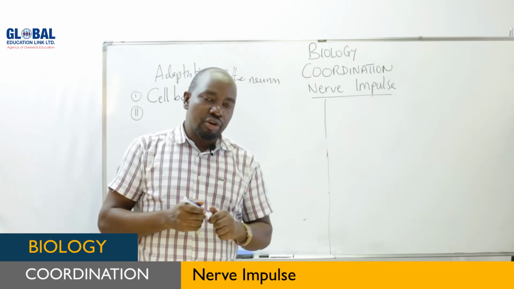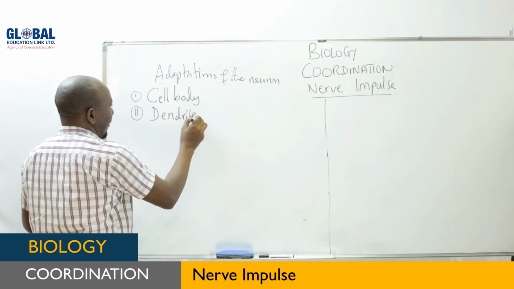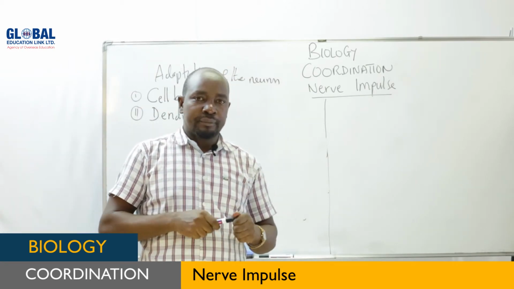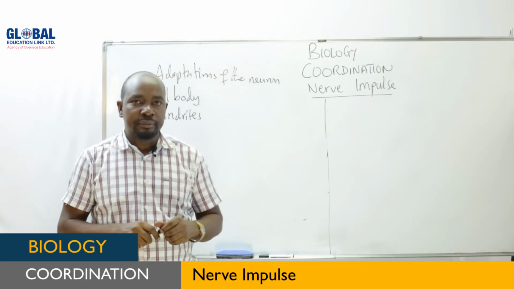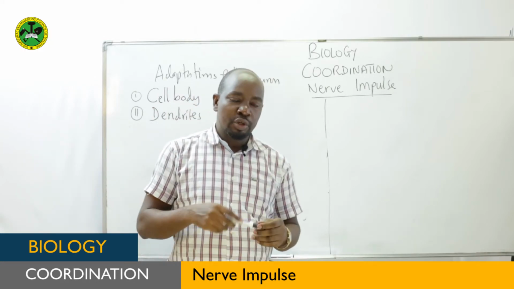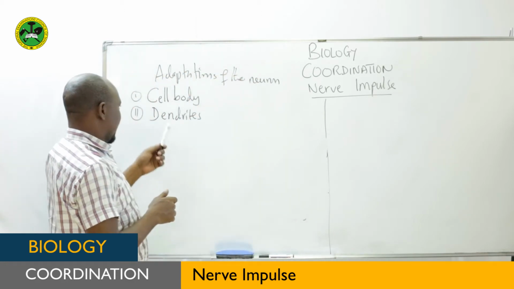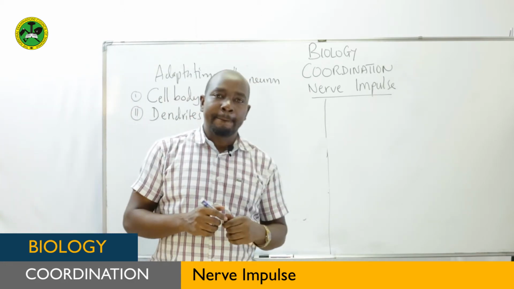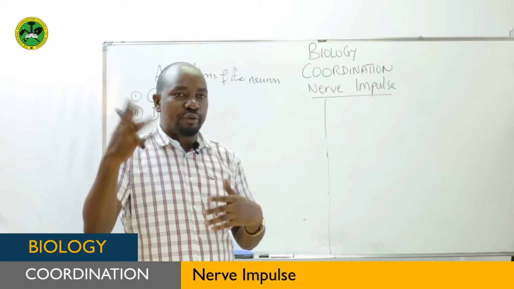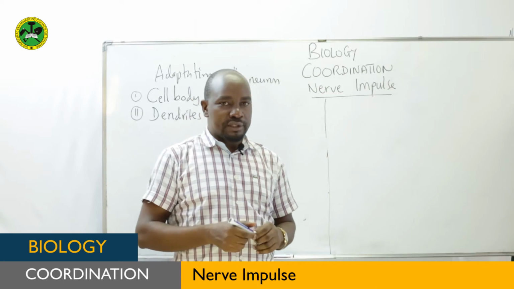Another thing, the neuron contains dendrites. The dendrites are projections from the cell body, whose major function is to receive the impulse and transmit them toward the cell body. So they are there to receive. And the dendrites are very many in number. Being many in number increases the chances of carrying information from different sources to the cell body.